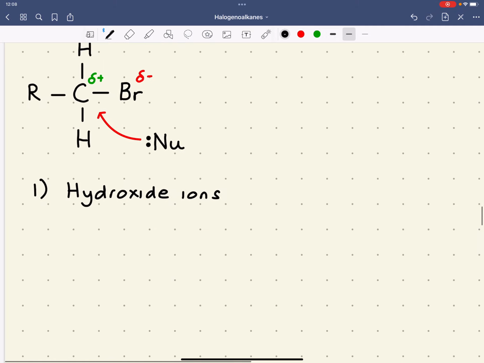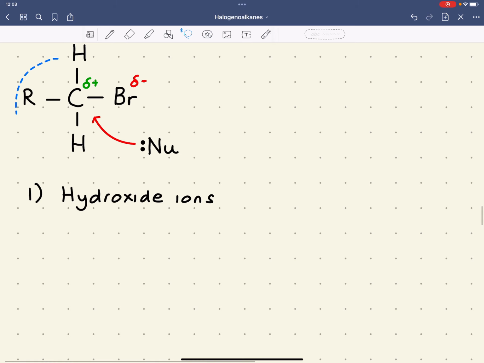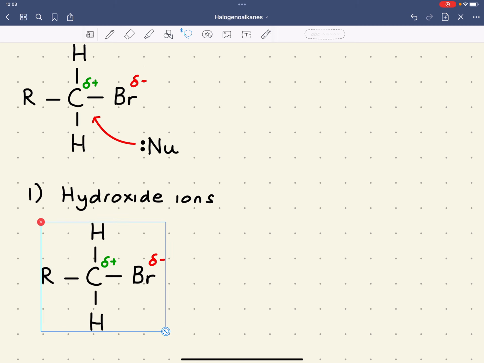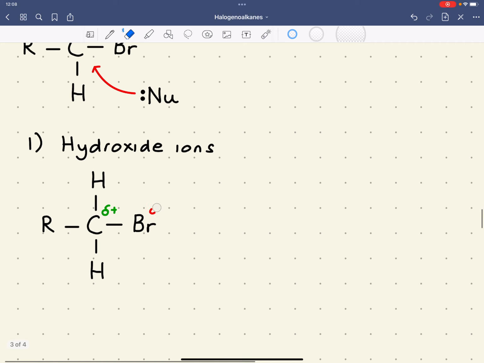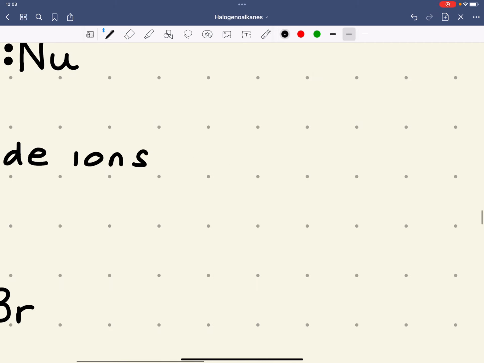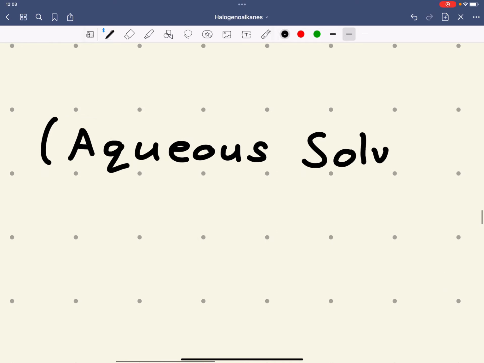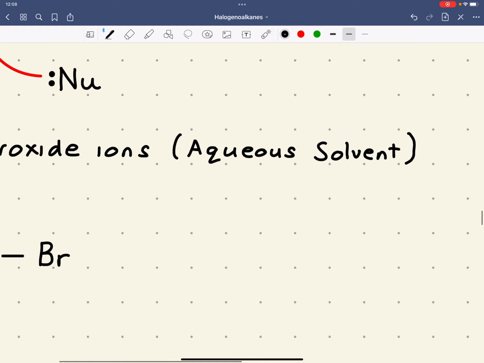So, what we get then is this haloalkane is attacked by hydroxide ions. The key here to remember is the conditions required. For nucleophilic substitution to occur, these hydroxide ions must be in an aqueous solvent, in water, dissolved in water, so usually just a solution of sodium hydroxide.